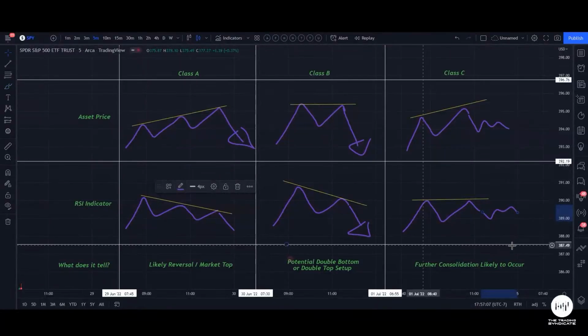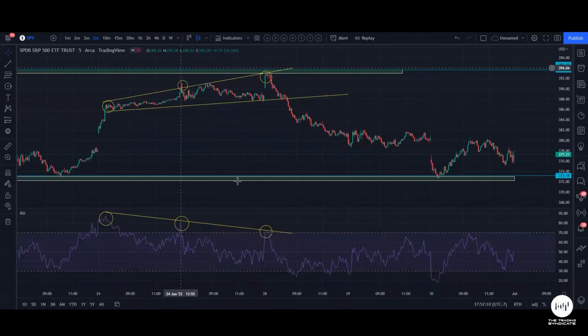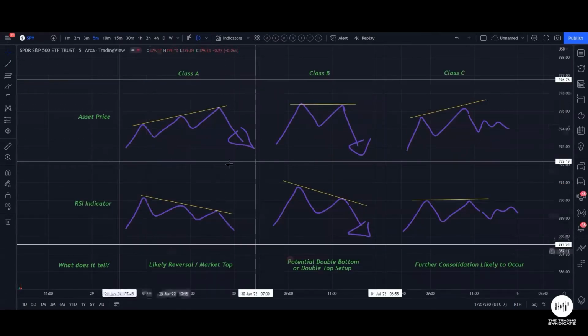So those are the three different classes of divergence. And the one that we just demonstrated here, where we saw that reversal to the downside, notice we have the increase in the price, decrease in the RSI indicator in terms of highs. So that would, of course, be Class A divergence, where it's a market top and a likely reversal.